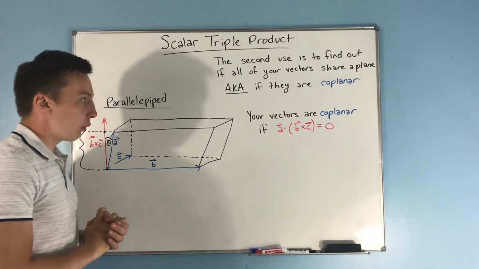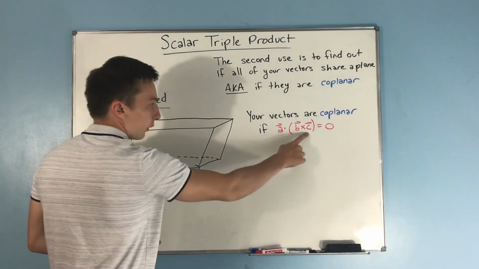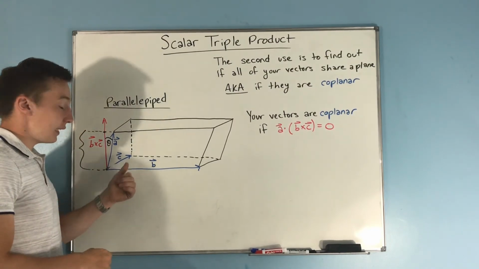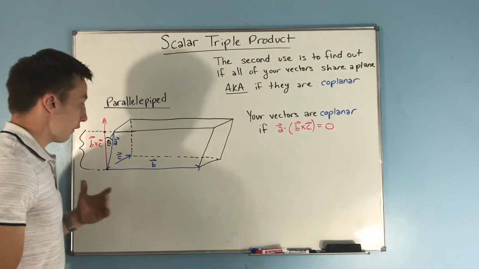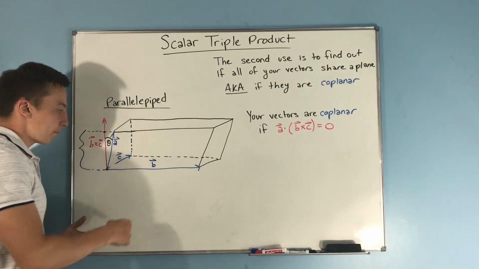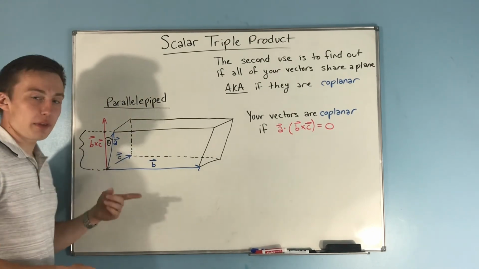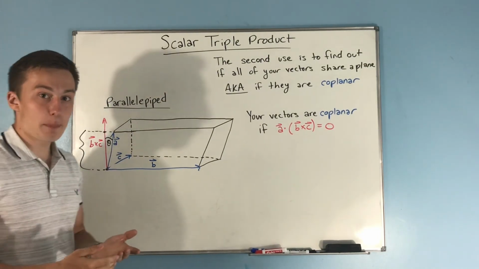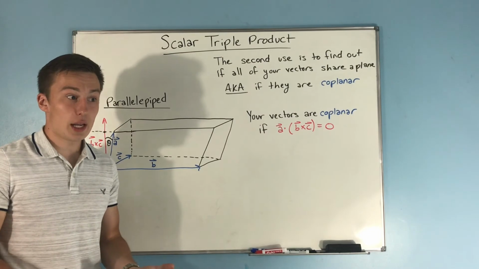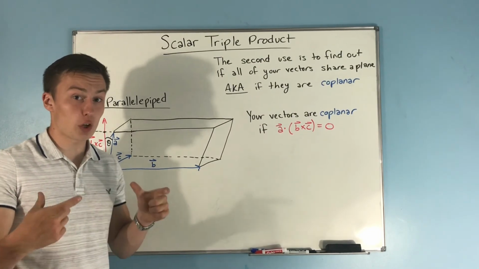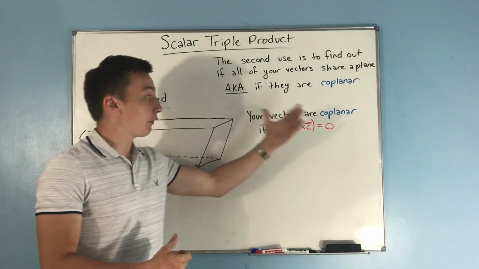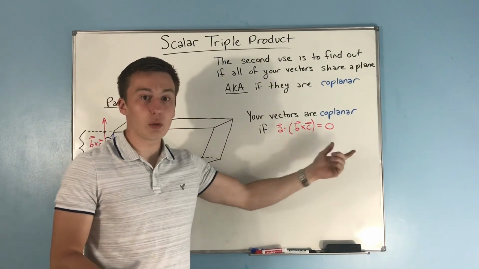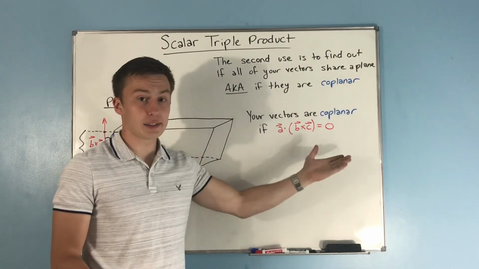Now, if your cross product is 0, if B cross C is 0, what that means is that B and C are parallel. If they're parallel, that means that you don't have any of that depth dimension anymore, and assuming that A points in a different direction, it becomes two-dimensional. And if it's two-dimensional, you can fit all those vectors on one plane. Therefore, your vectors are coplanar. And of course, if this is 0, A dot 0 is going to be 0, so you get that your scalar triple product is 0.